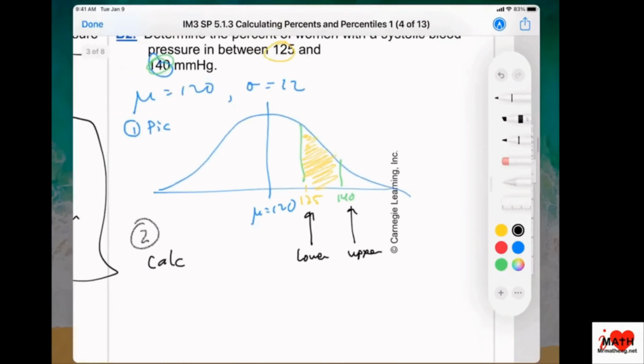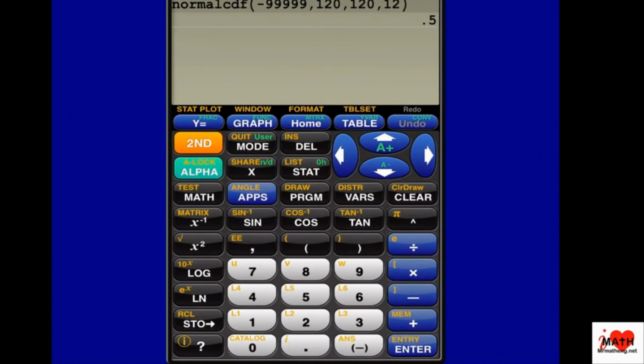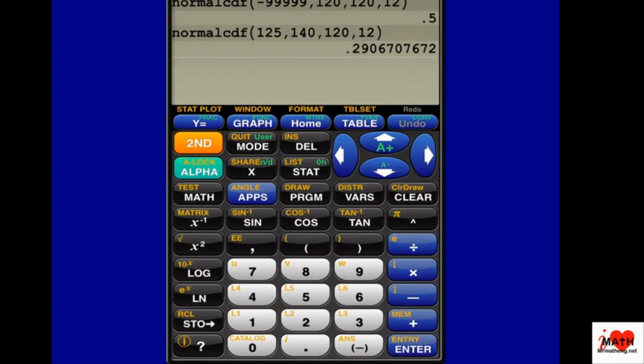All right, let's go ahead and put that into our calculator. Here's a cool trick. If you already have normal CDF in yours, you can just press second enter. It's going to repeat the entry, but you're going to have to go back and change some numbers. So we wanted 125 to 140, and you can just press delete, and I already have the mean and standard deviation, and our answer is 29.06. Or round up, 29.07.